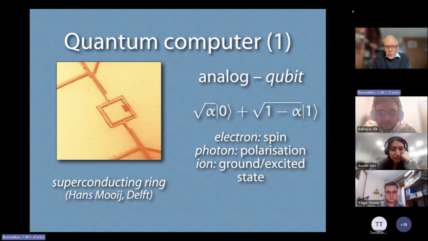And I've written an equation here which somehow should show that. It shows a 0 and it shows a 1, and there's a weight factor. This weight factor is alpha. It's the square root of alpha. That's the magic of quantum, that it has to be a square root. But it doesn't really matter very much at this moment. You could imagine if alpha is 0, then it's fully 1. If alpha is 1, then it's fully 0. So this is something which interpolates between 0 and 1. That's the first thing. It's analog.